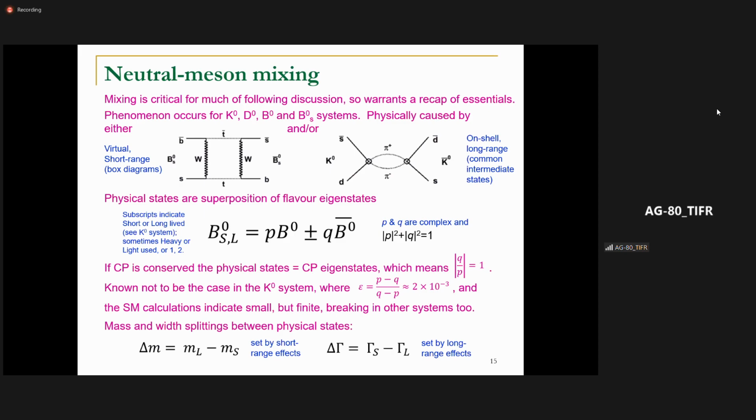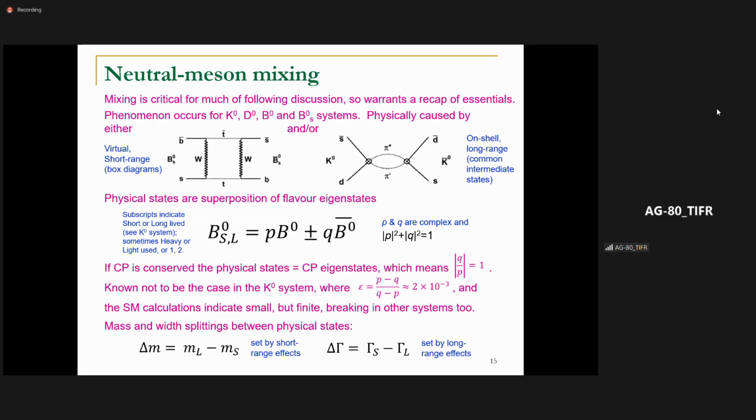You can do this by virtual short range effects. So this is for Bs mixing. This is the famous box diagram, involving these two W's. But it can also do it through on-shell long range effects. So here is a K0 turning into a K0 bar, just going through this intermediate two-pion system. So both of these processes allow one meson to turn into its anti-meson.